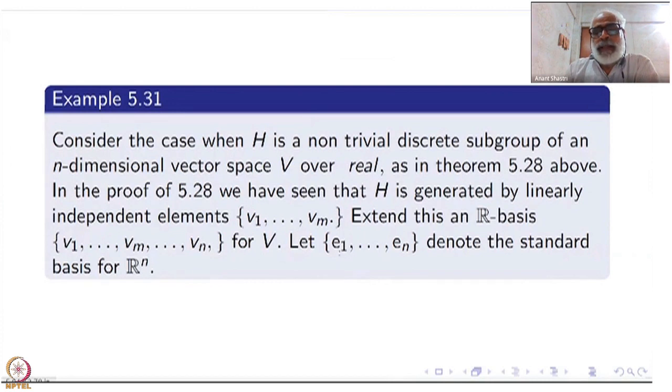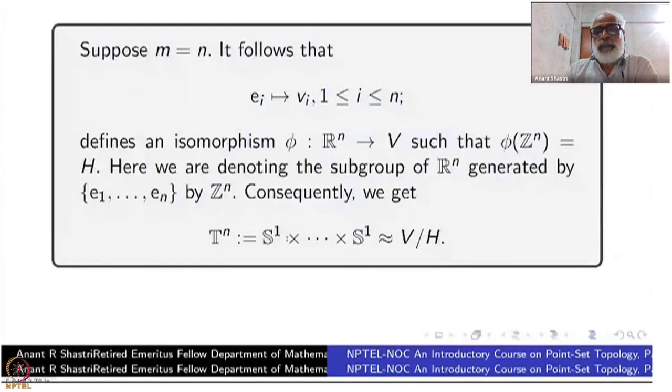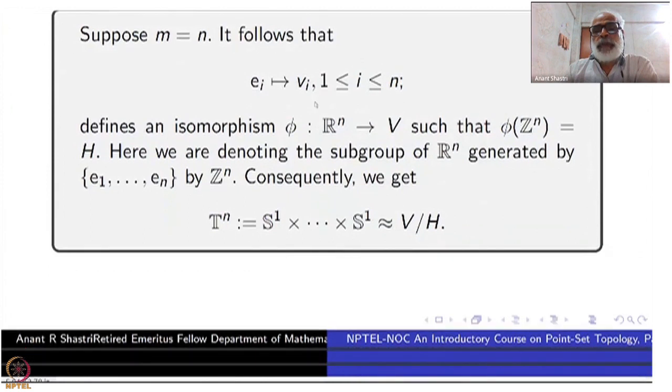Okay, take e1, e2, ..., en as the standard basis for Rn. Now what I am doing? I'm going to map e1 to v1, etc., en to vn, to get an isomorphism from Rn to V. Okay, because they have the same number of elements after all. Map ei to vi, 1 ≤ i ≤ n, to get an isomorphism phi from Rn to V. But this will have the property that if you take the subgroup generated by ei, that is Z^n.